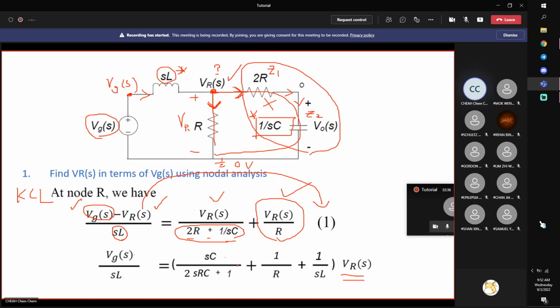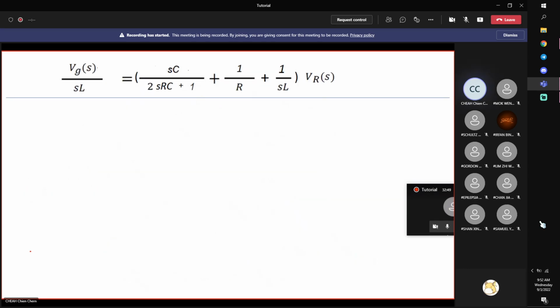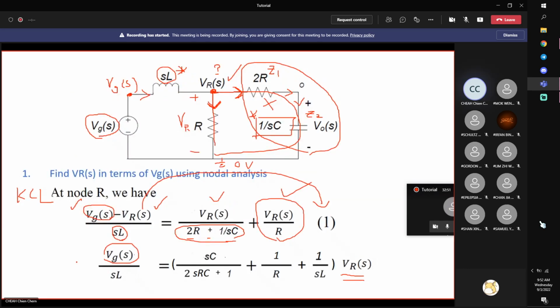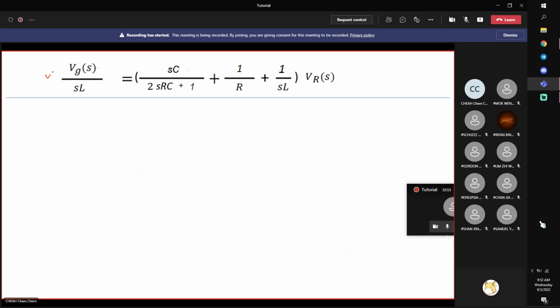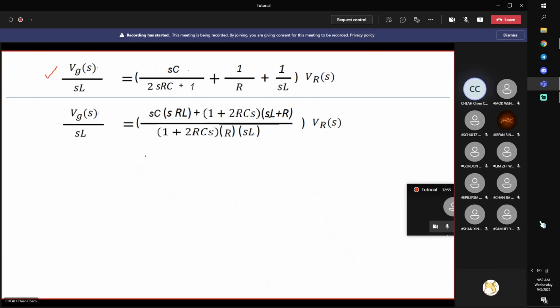Okay, over here, let us proceed to simplify these relationships. What I did so far is just write down the equation using KCL, and then group VR together and put VG on the other side. I'll reproduce this equation here, and then we'll proceed to analyze it.